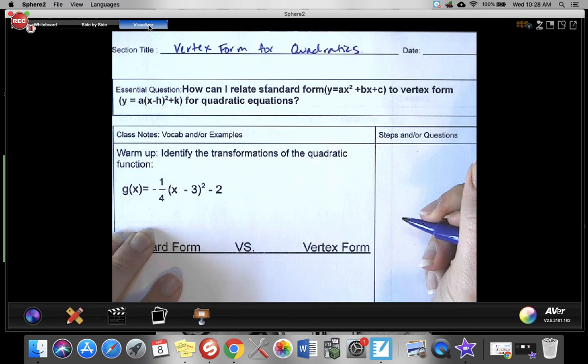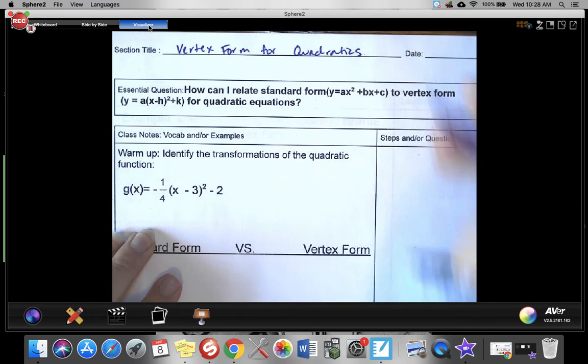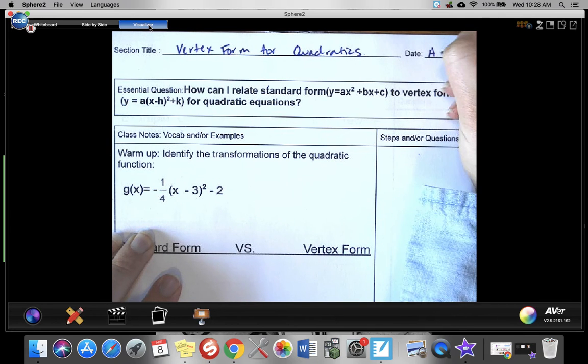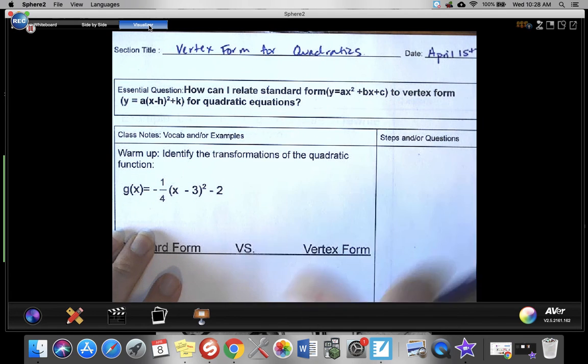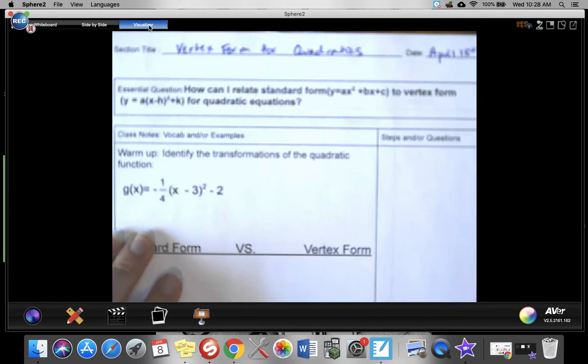I believe the date for today should be April 15th. And if it's not, then obviously feel free to fix it.